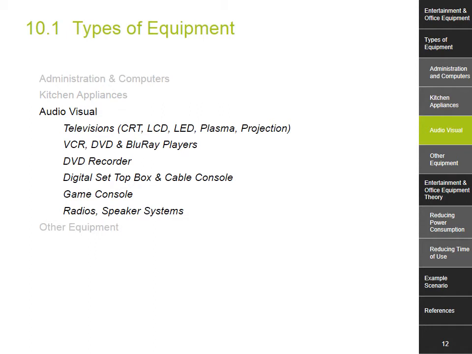Audio-visual appliances include televisions ranging from cathode ray tube, or CRT, to LCD and LED, plasma, and projection televisions, media playing devices such as DVD players, digital set-top boxes, and radios and speaker systems.